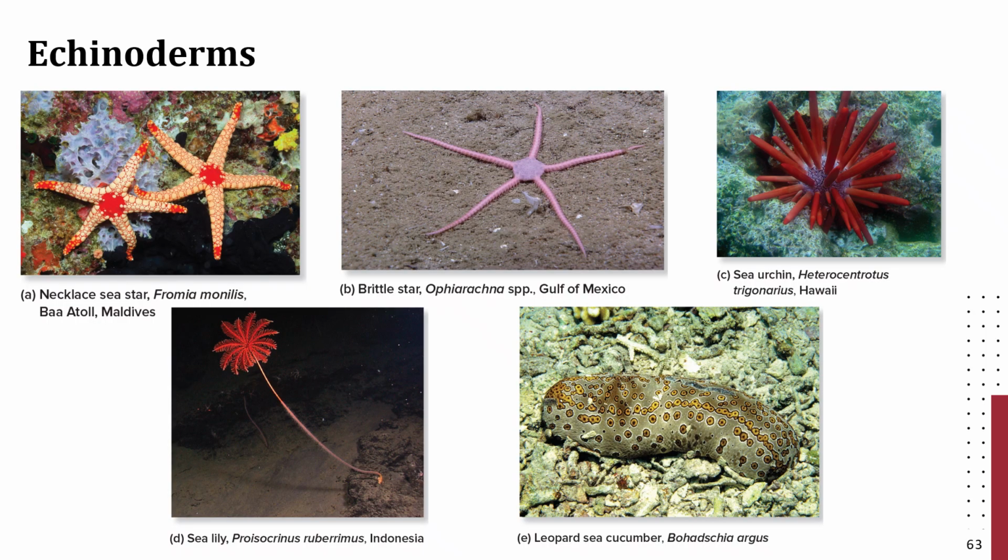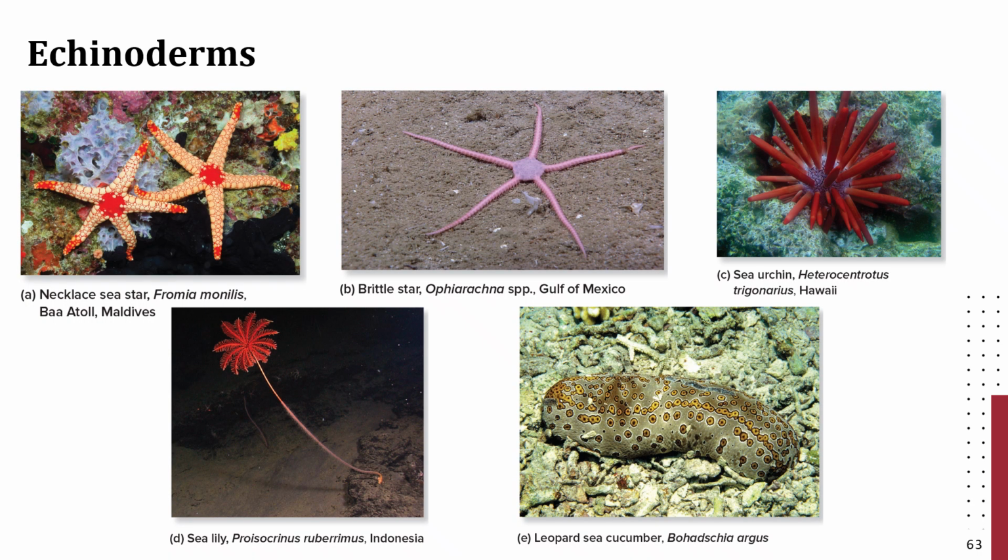Here are a couple of examples of echinoderms. If you've ever been to a touch tank at a zoo or an aquarium, you've probably seen some different examples of echinoderms. Some of them get really thick. These examples here, the necklace star and the brittle star, are real thin. We've also got a sea urchin, and then a couple others, a sea lily, which is really kind of cool, and a sea cucumber. Just like some of the other vertebrates we've talked about, there are some really cool examples if you want to look them up.